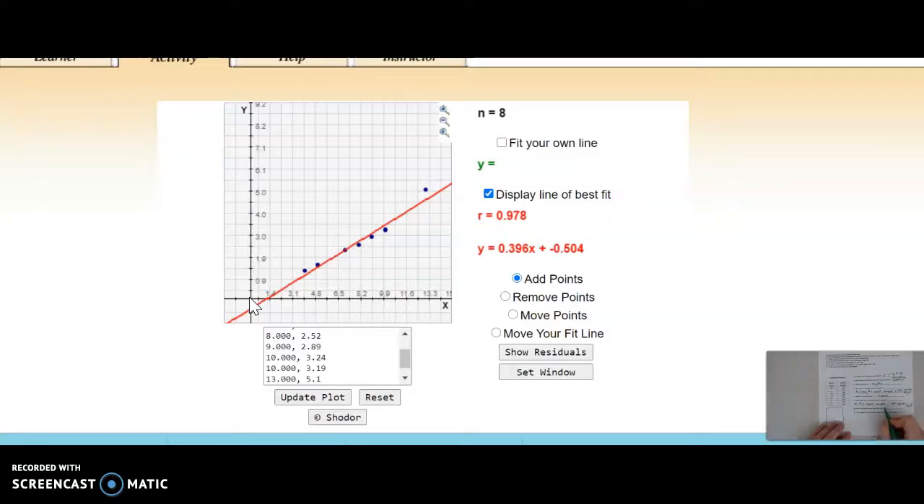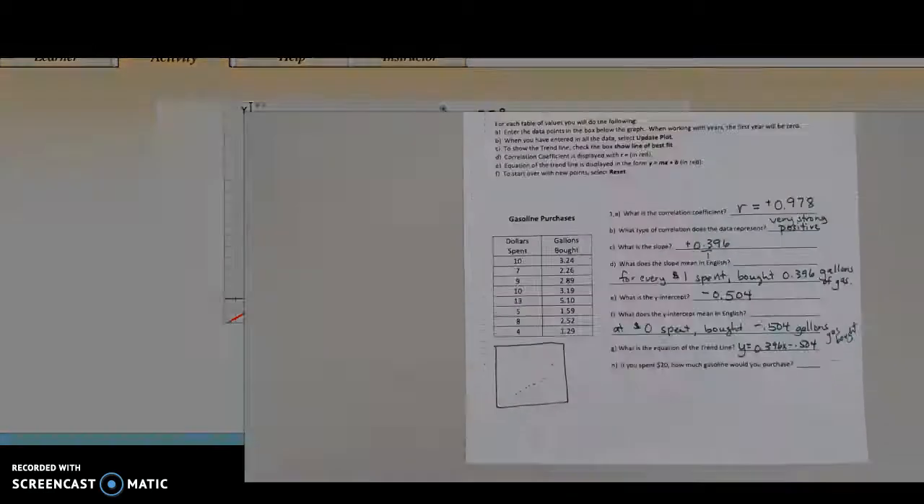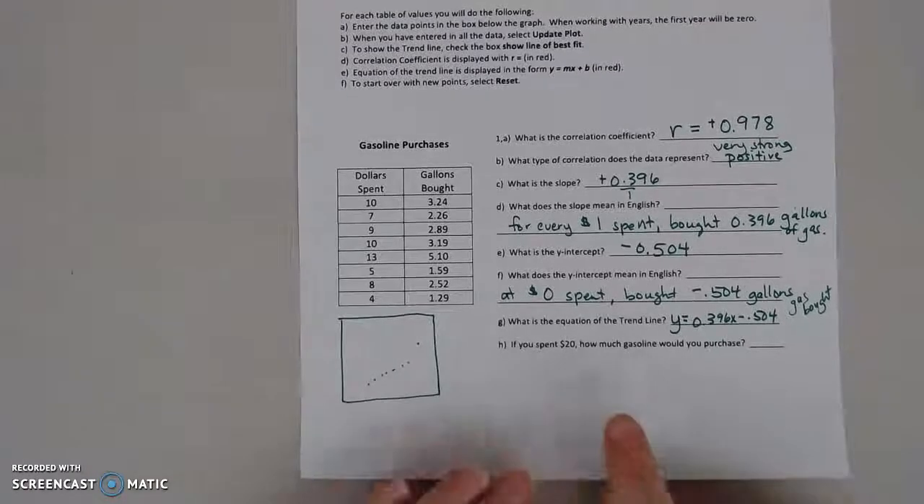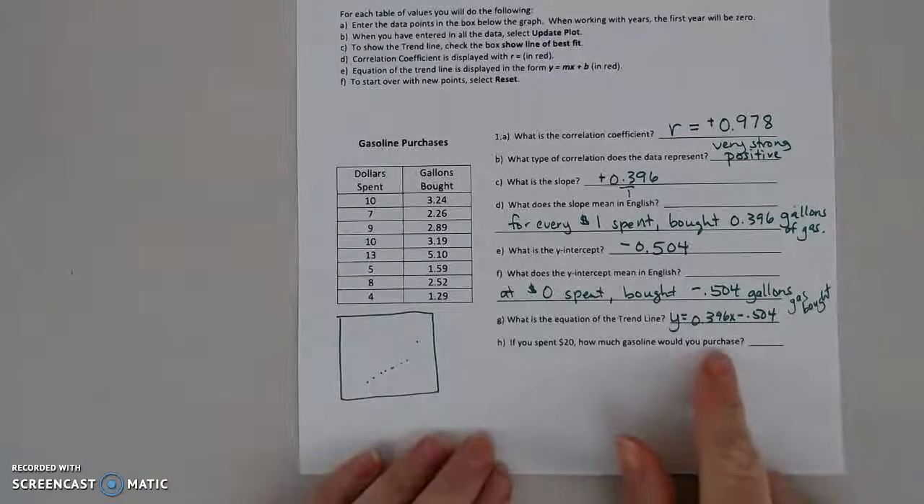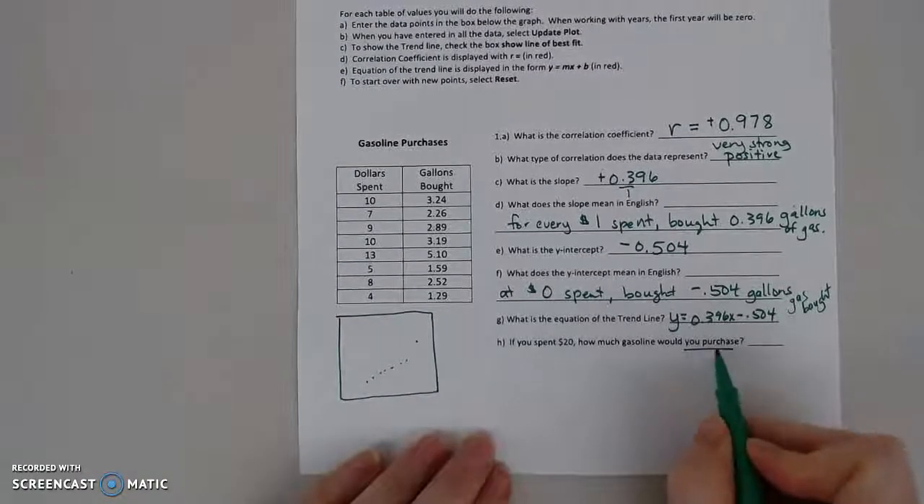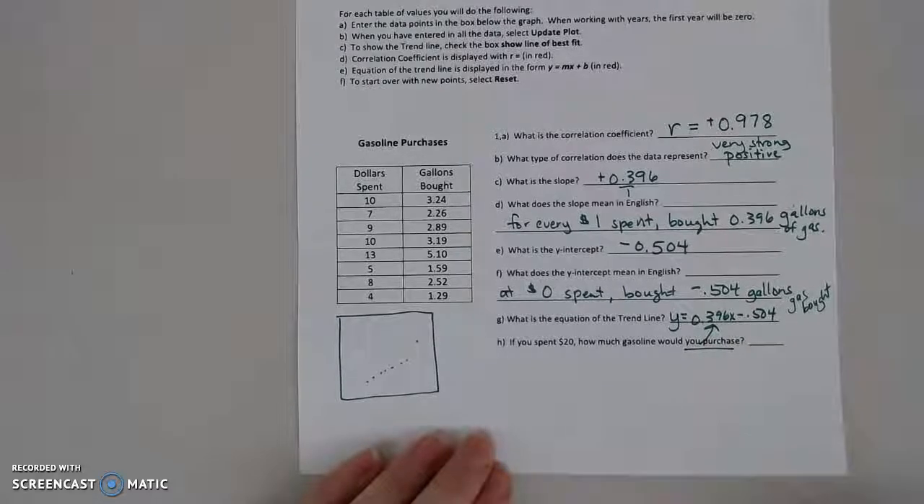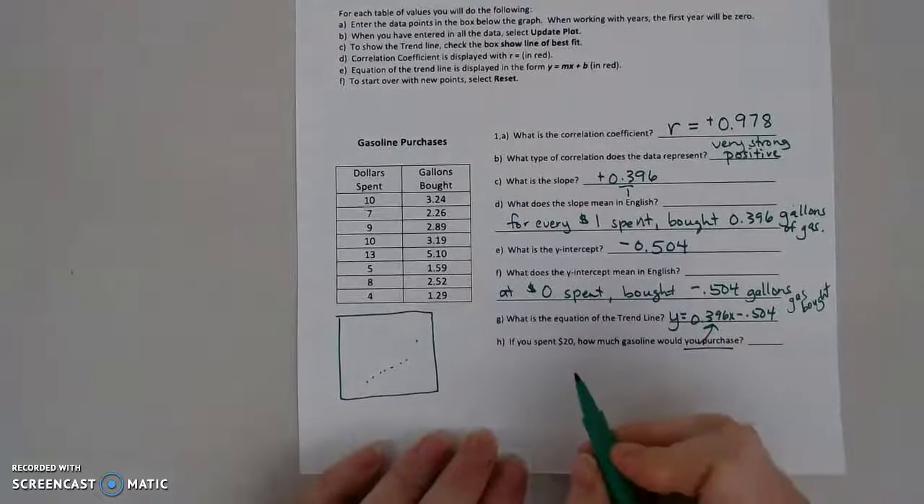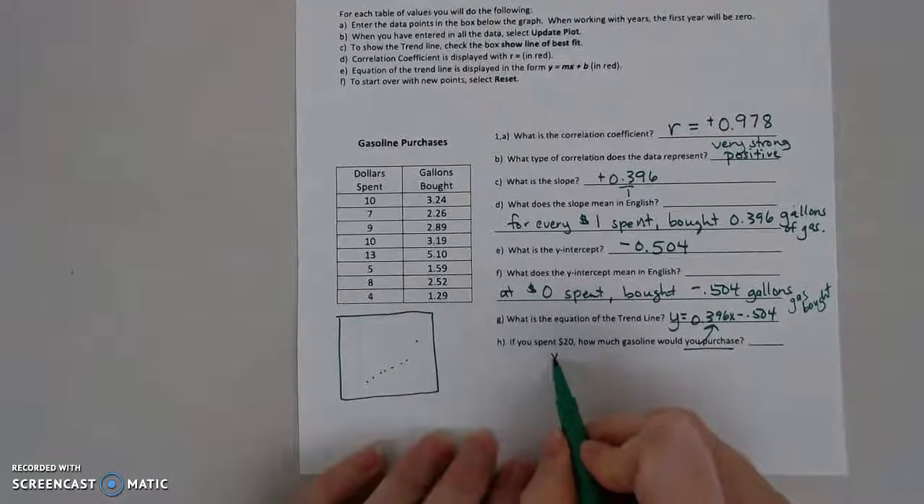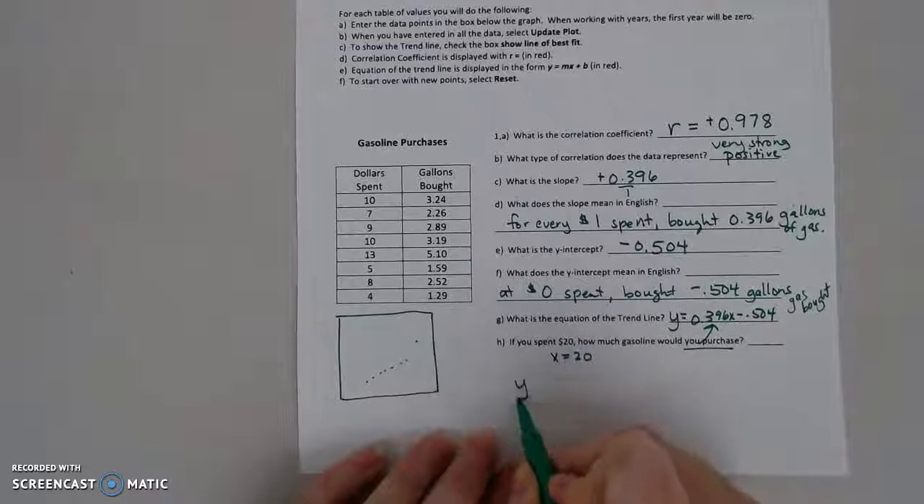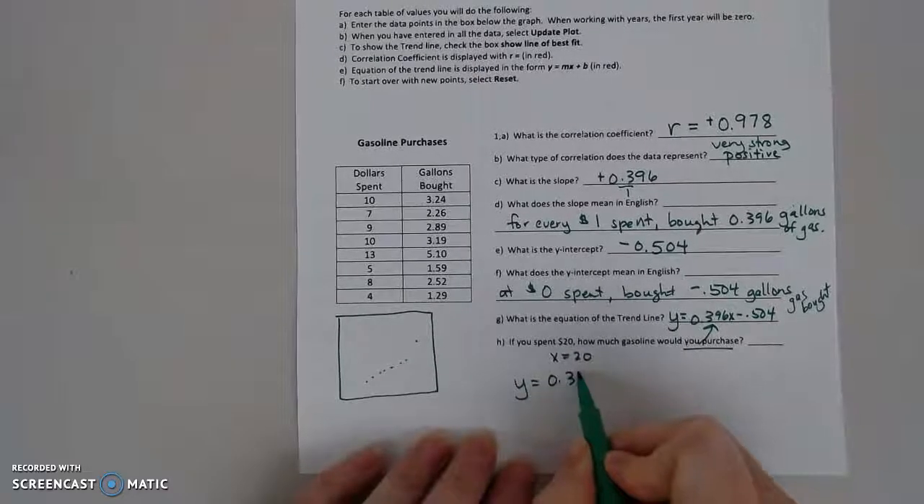Okay, the equation, we're going to write that whole entire equation: y = 0.396x minus 0.504. All right, so let's get back to my paper bigger. If we spent $20, how much gasoline would we purchase? We want to predict using our line of best fit. That means x equals 20, so we're going to plug it in to our equation.